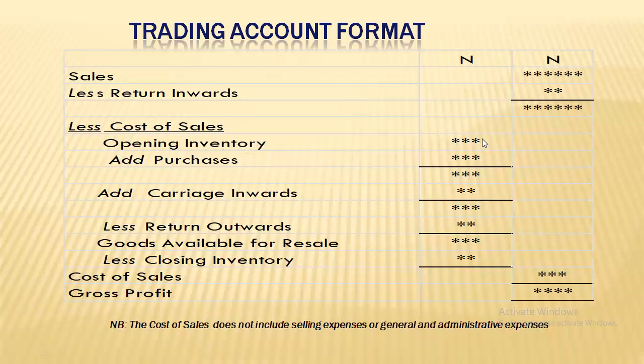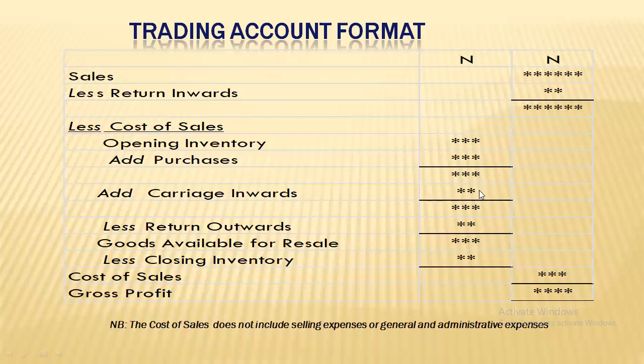So let me assume we had 1,000 units of inventory last year that were unsold. We're going to carry that 1,000 units of inventory into the new year. And then if we now decide to add additional 20,000 units, so that 20,000 units will be added to the 1,000 units. So for this particular period of time, we have 21,000 units. Then we now add our carriage inward.